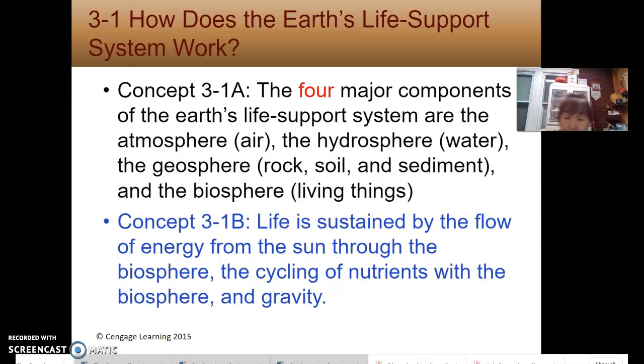Section 1. First major concept: the 4 major components of the Earth's life support systems are the atmosphere, air, the hydrosphere, water, the geosphere, rock, soil, and sediment, and the biosphere, living things. The second concept: life is sustained by the flow of energy from the sun through the biosphere, the cycling of nutrients within the biosphere, and gravity.